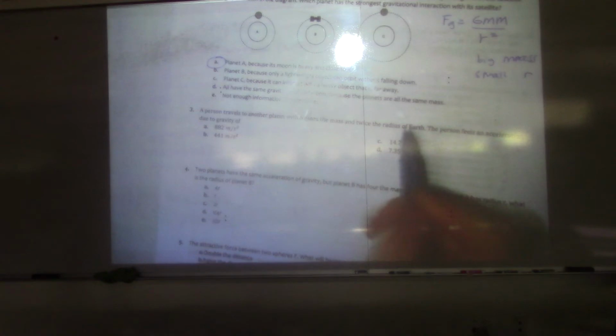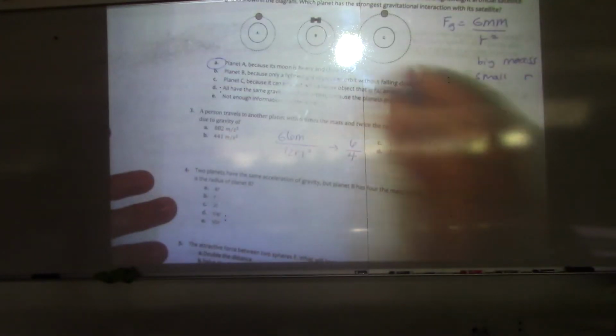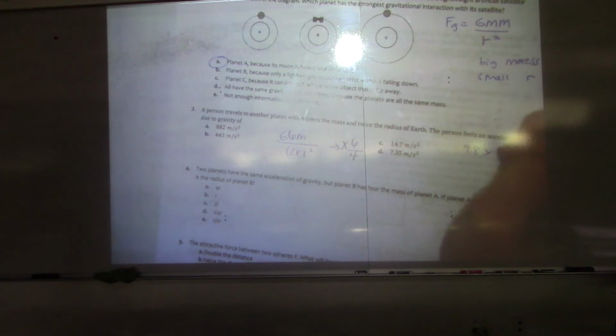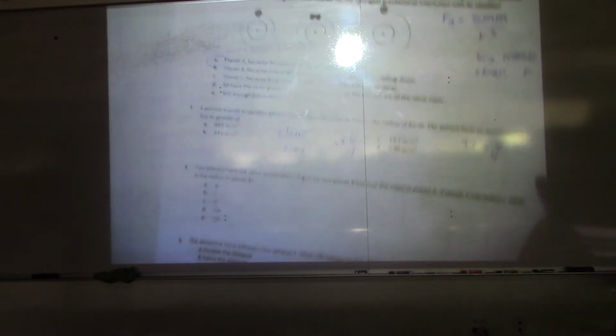6 times the mass, twice the radius. What is the acceleration due to gravity? So 6m over twice the radius. That's going to be 6 over 4. So that's how many times bigger the acceleration due to gravity is compared back to Earth. Earth's is 9.8 times 6/4. And when you multiply that, you get the 14.7.